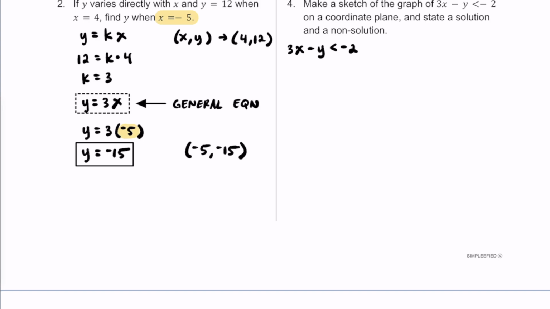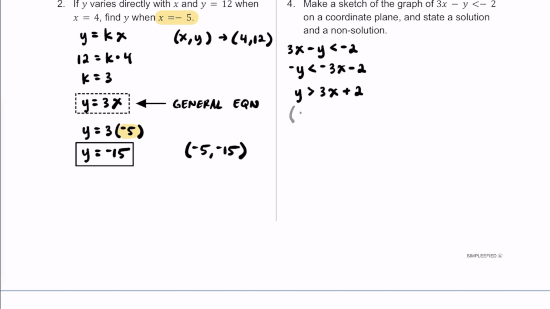So taking away 3x from both sides of the inequality, we're going to have negative y on the left side is less than negative 3x minus 2 on the right side. Then if we go ahead and divide both sides by negative 1, we're going to end up with a positive 1y on the left side. Keep in mind, if you multiply or divide both sides by a negative value, then we're going to flip the less than symbol to a greater than symbol. And if we're dividing everything on the right side by negative 1, we're just writing the opposite. So we're going to have y is greater than 3x plus 2.